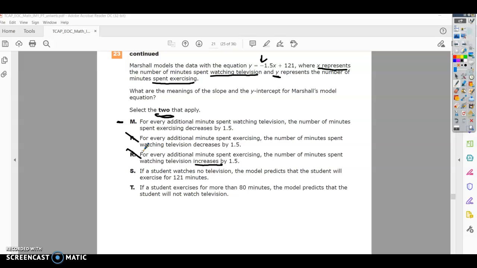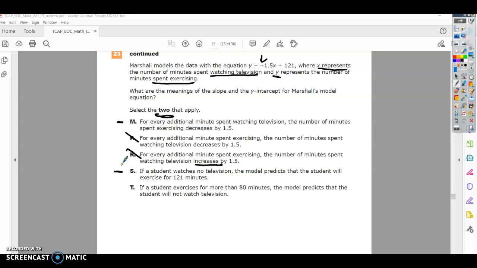And then S says, if a student watches no television, the model predicts that a student will exercise for 121 minutes. Alright, so no television means 0 gets plugged in for x. 0 times negative 1.5 is 0, plus 121, so that does work. So that's one of our solutions as well.